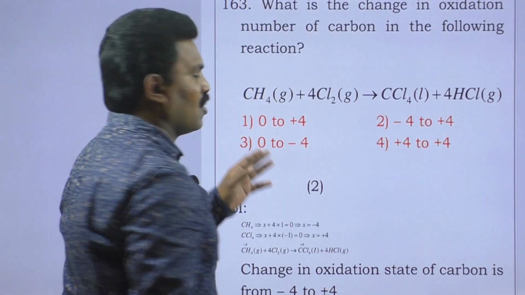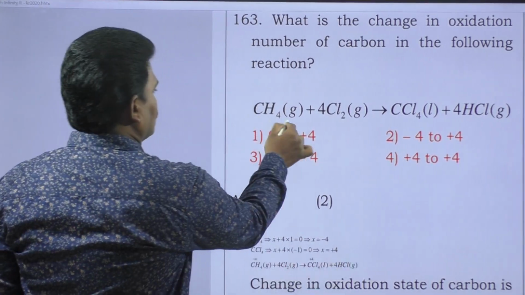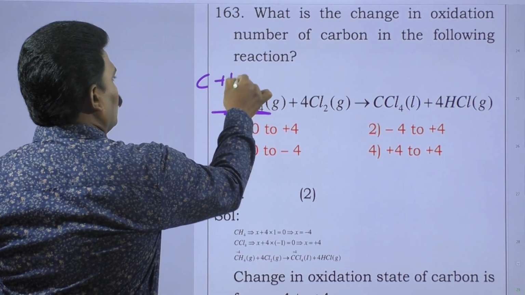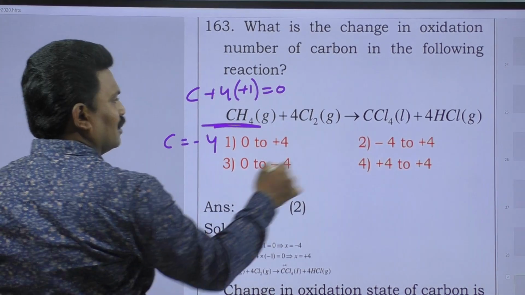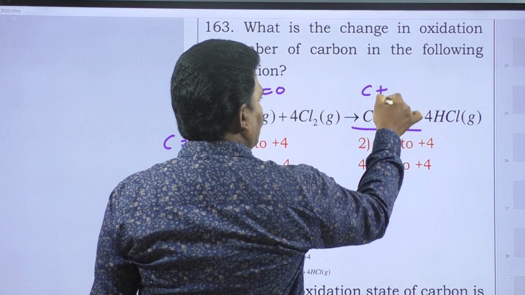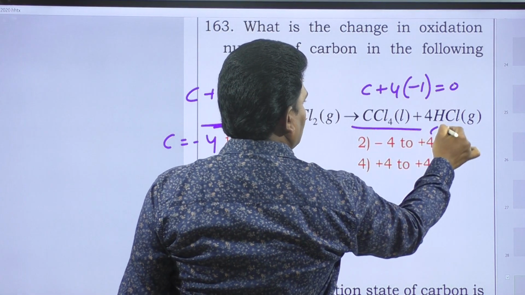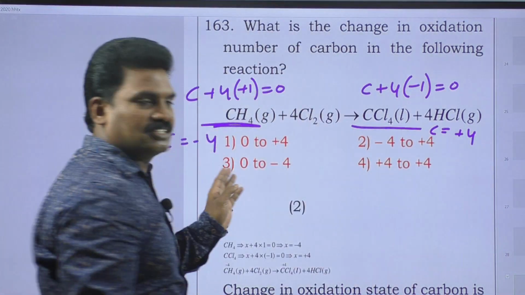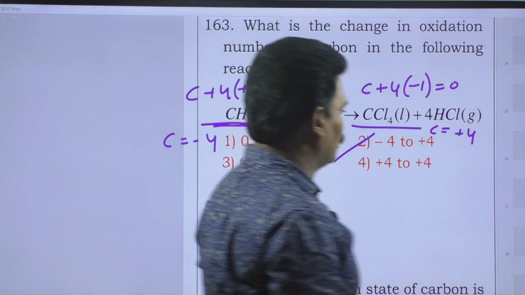What is the change in oxidation state of carbon? Here in methane, the oxidation number of carbon: C plus 4 into plus 1 equals 0, so C is equal to minus 4. On the product side, CCl4, here chlorine is more electronegative. C plus 4 into minus 1 equals 0, so C is equal to plus 4. So the oxidation number changes from minus 4 to plus 4, option 2. And then go to the next question.